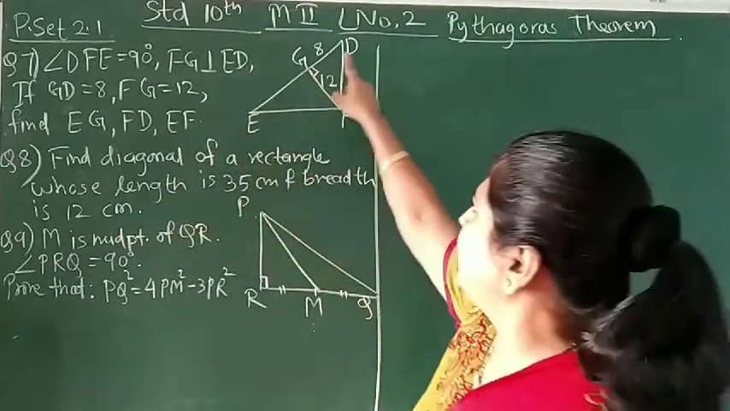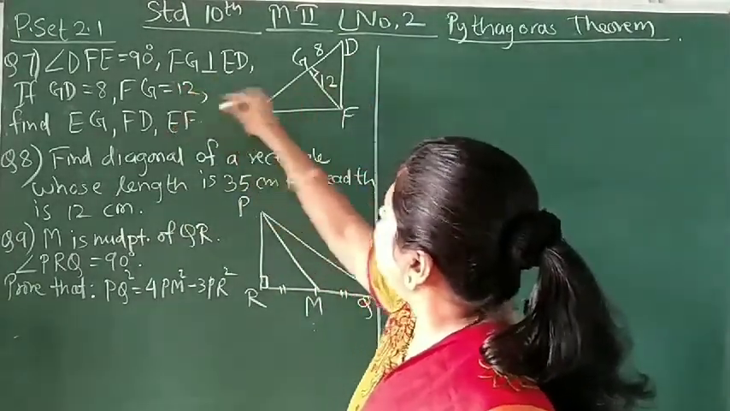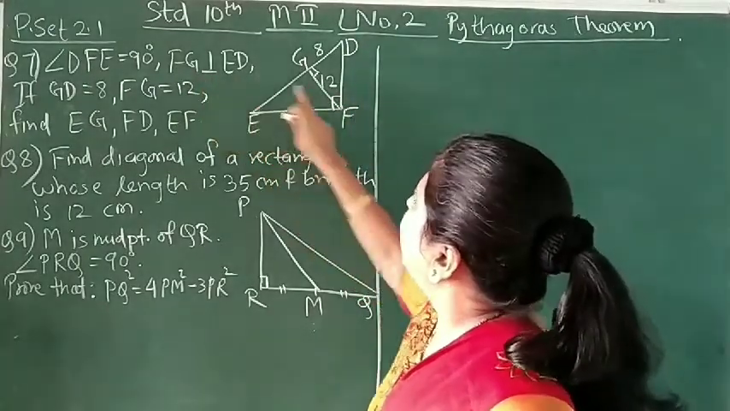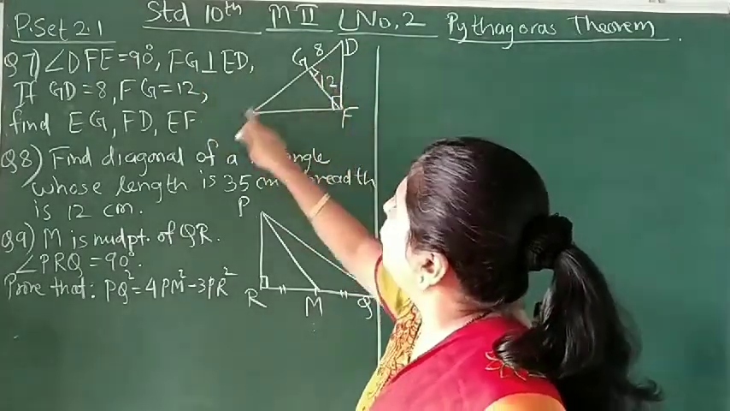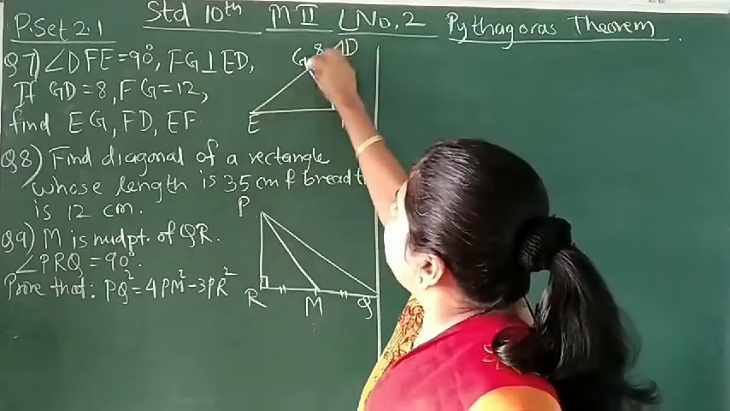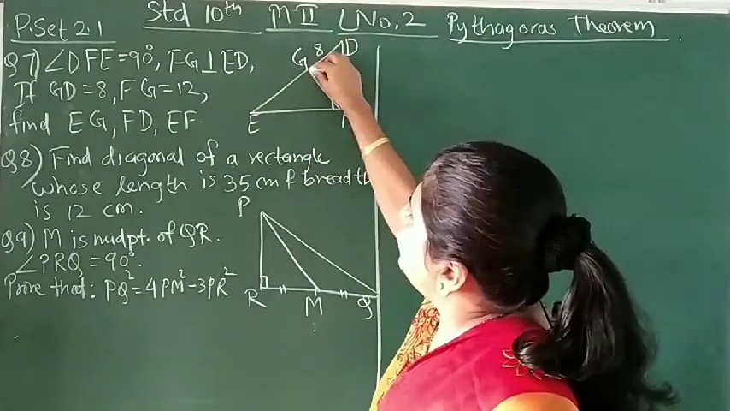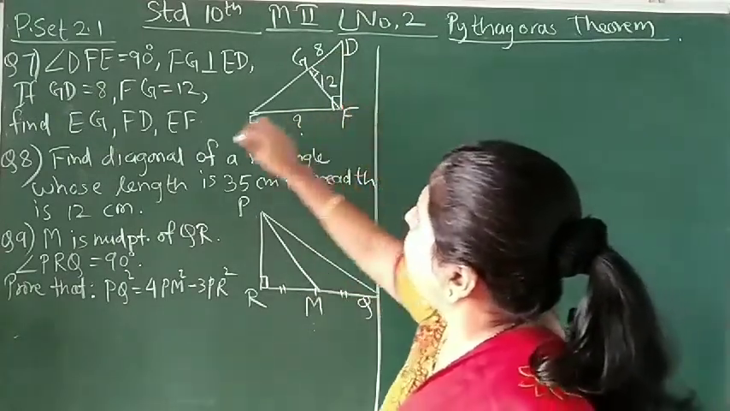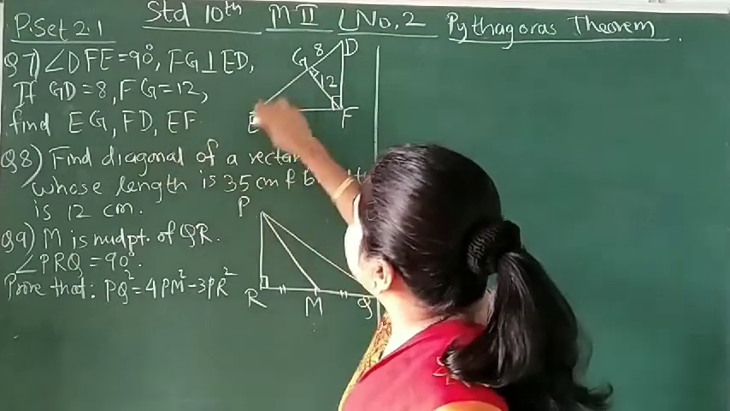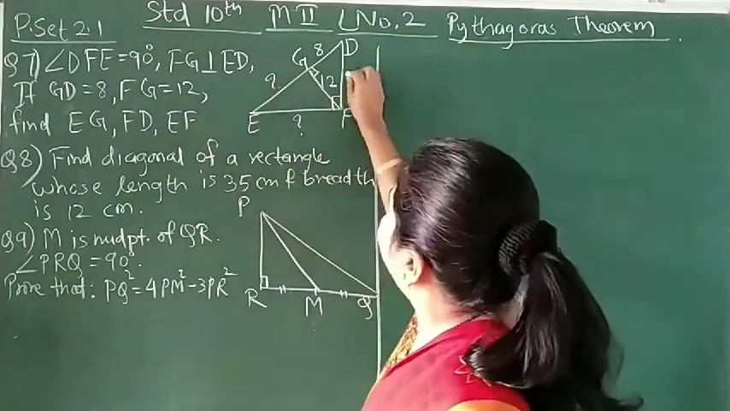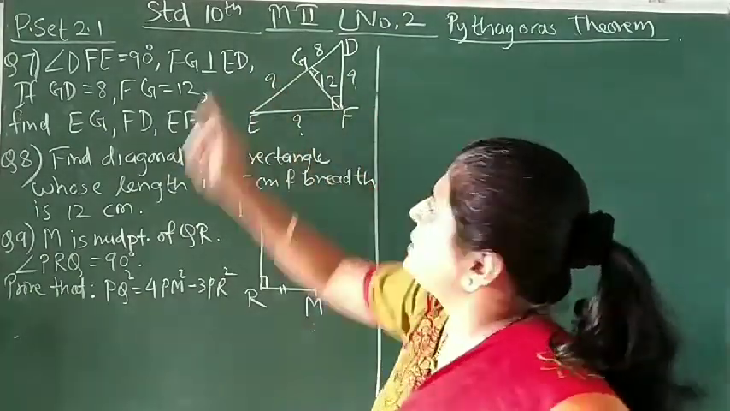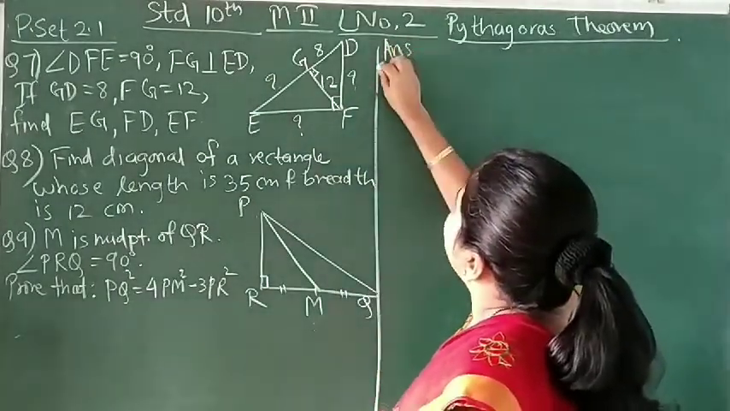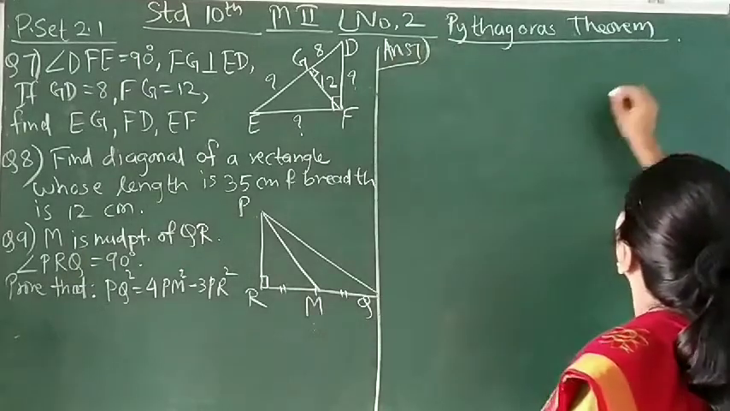Here it's given in this figure that in triangle DEF, angle DFE is a right angle. FG is perpendicular to ED. If GD is 8 and FG is 12, you have to find EF. This is what we have to find. Then we have EG, this is EG, then FD, and then EF. So we have to find these 3 segments. Okay, so let's see how to find this. So answer number 7.